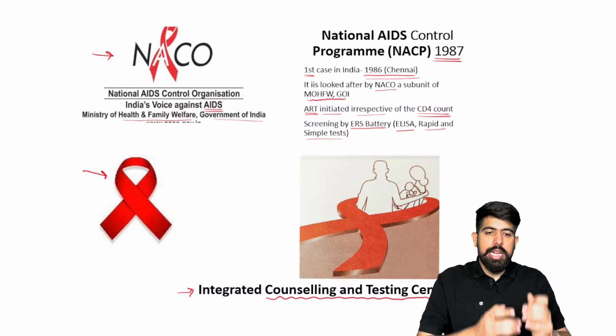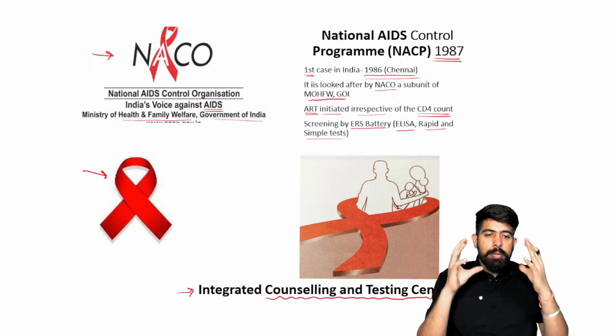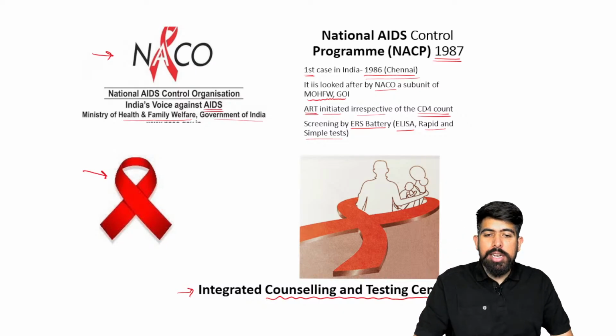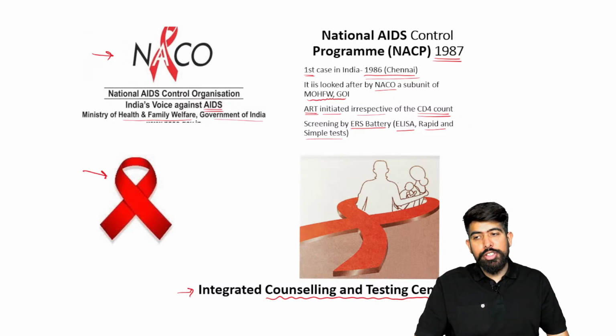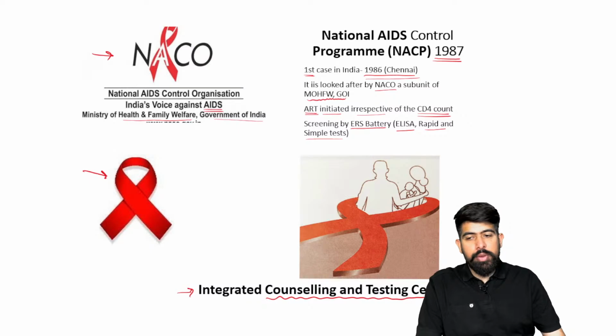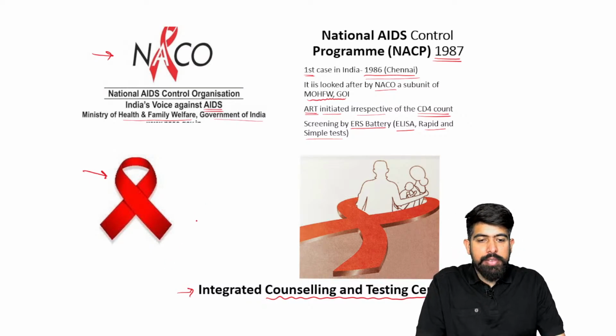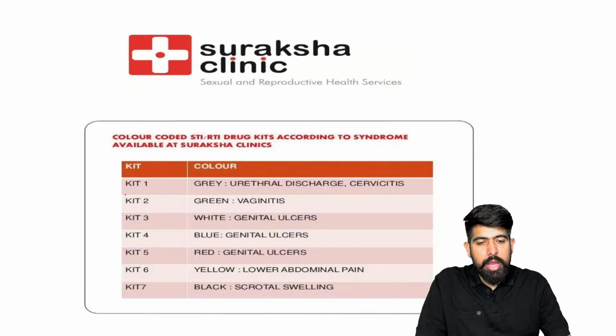So there is a national health program, a different program. What is the main subunit? Yes, the subunit is the National AIDS Control Organization, right? This organization is a subunit of the Ministry of Health and Family Welfare, right? So please remember this red color ribbon logo also, right? This is for the National AIDS Control Program only.